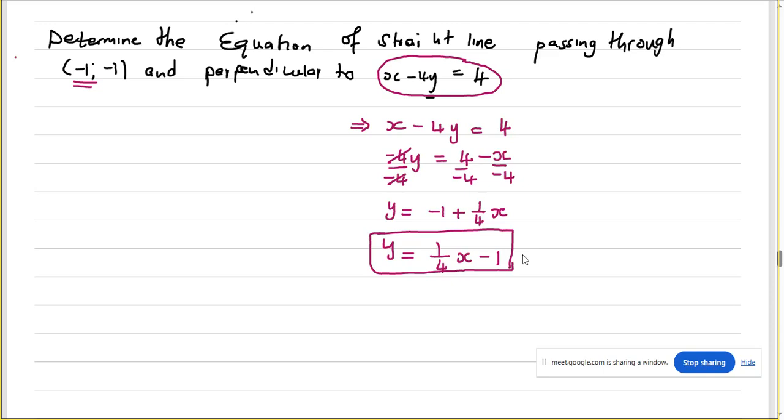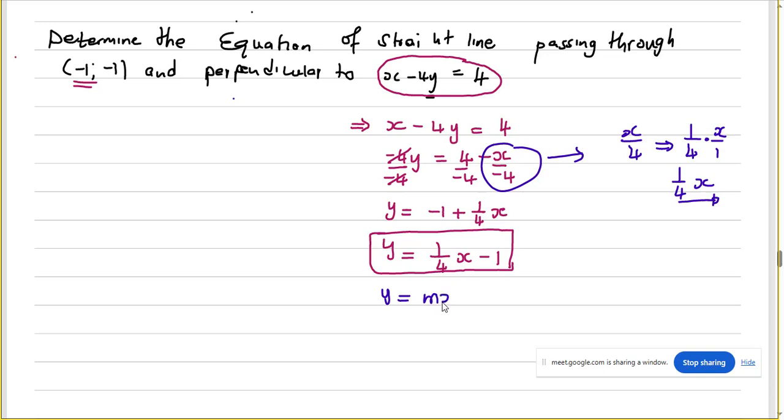Okay, right. If you look at this part here, that's like x over 4, which can be written as 1 over 4 times x over 1, which is just the same as 1 over 4 times x. So when it's in this form, it is in the form of y equals mx plus c. So tell me, what is the gradient of this equation?